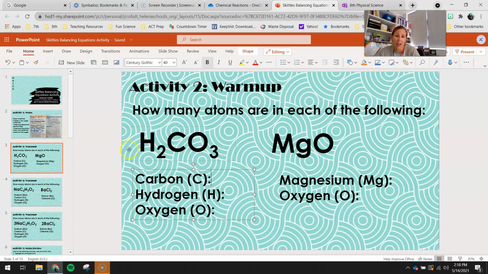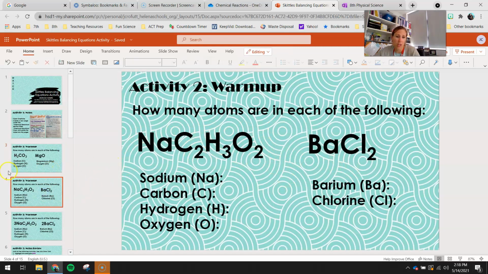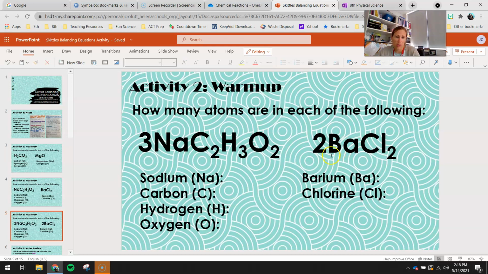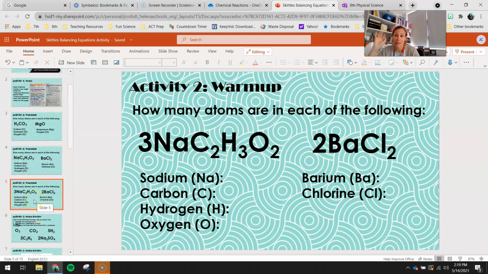But again, you should have all of the atoms in each of these 2 molecules counted, these 2 molecules counted, and these 2 molecules counted. So if you need to, let the sub know, pause now, and take about 2 or 3 minutes to finish this part of your assignment.